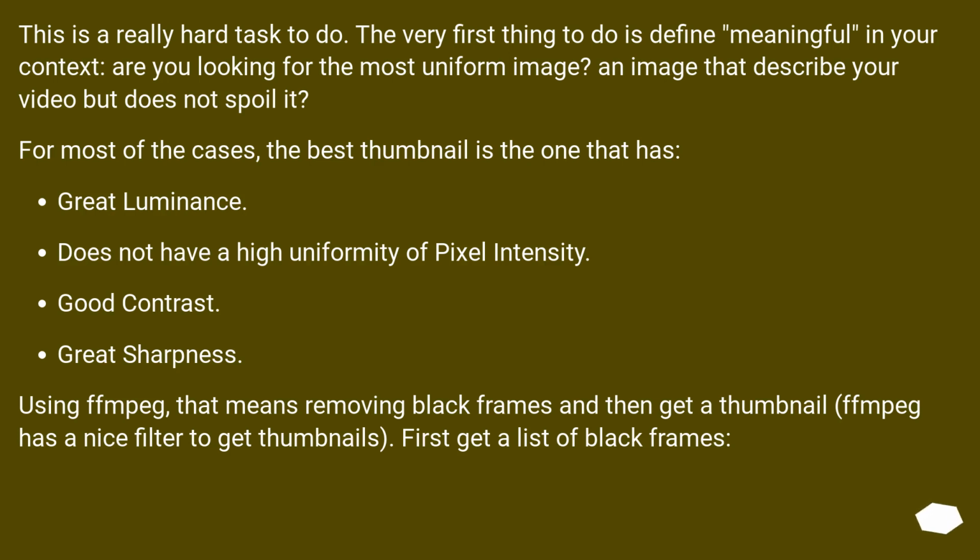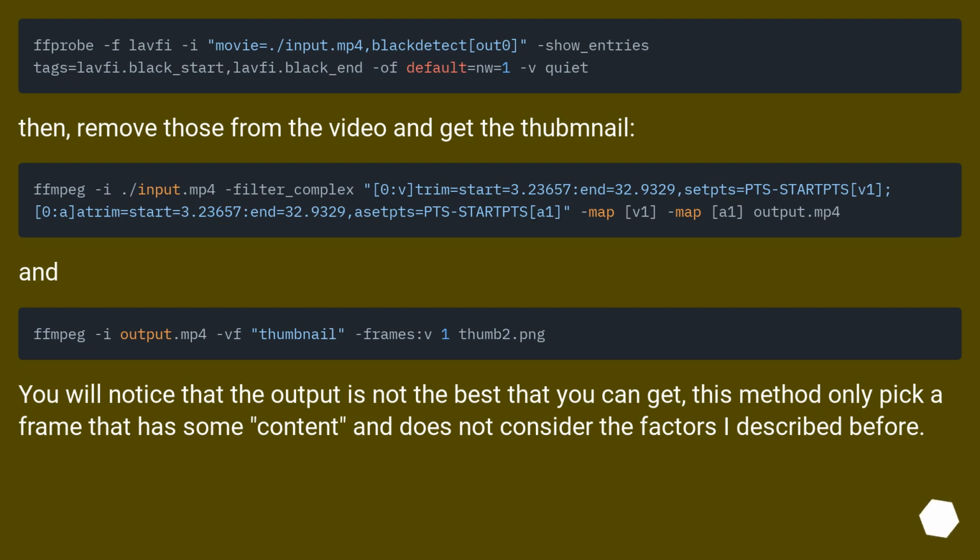Using FFmpeg, that means removing black frames and then getting a thumbnail. FFmpeg has a nice filter to get thumbnails. First, get a list of black frames. Then, remove those from the video and get the thumbnail. And you will notice that the output is not the best that you can get. This method only picks a frame that has some content and does not consider the factors I described before.